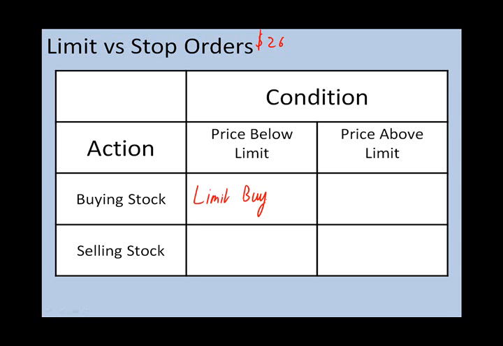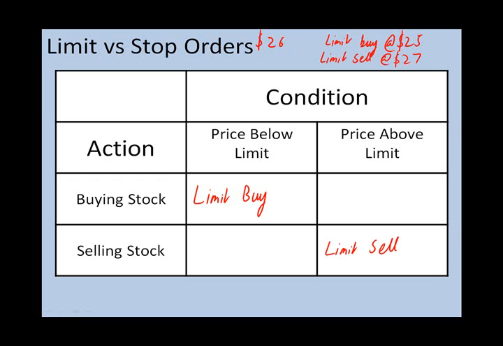So if we think about our example where the stock is trading at $26, the limit buy says that the price must fall below a certain limit before we buy. So a limit buy might be placed at $25. This would mean that if the price fell to $25, you would buy the stock. Now we also have limit sells. And limit sells mean that if the price goes above a certain limit, we sell the stock. So again, if we think about our example, we could have a limit sell.